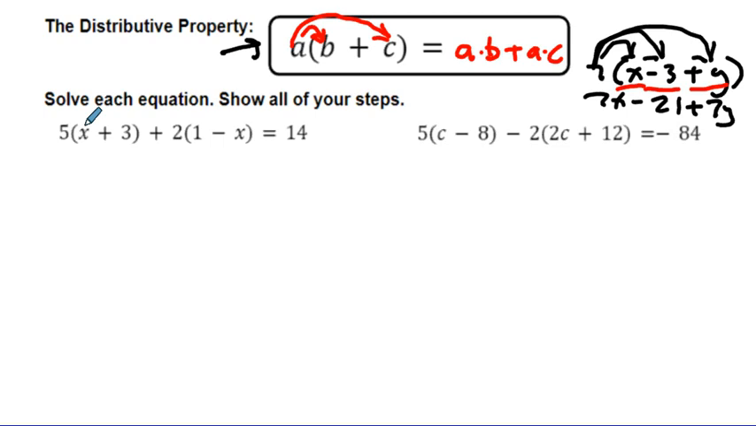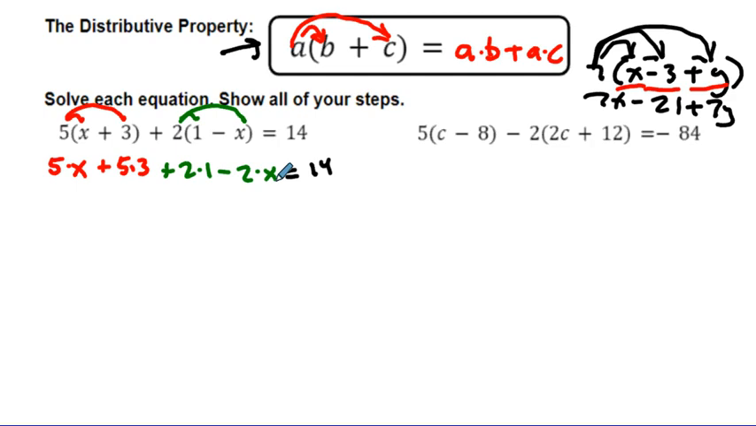So let's do this. So we got 5 times this. So 5 is just going to multiply by this stuff, and then we're adding 2 multiplying by this stuff. So we got 2 different distributions going here. We got that one, and we got this one. So let's bust those up. So this is going to give us 5 times x, which is, just for this one, I'm going to write it like this, and then which is going to give me plus 5 times 3, and then we have plus 2 times 1 minus 2 times x, and then we have equals 14.